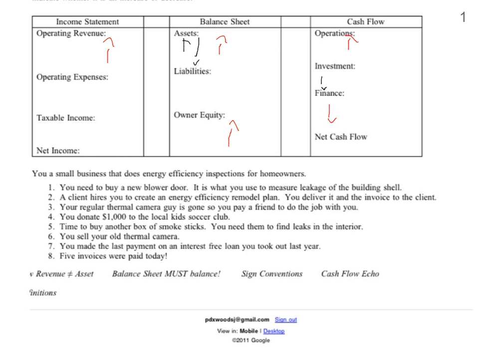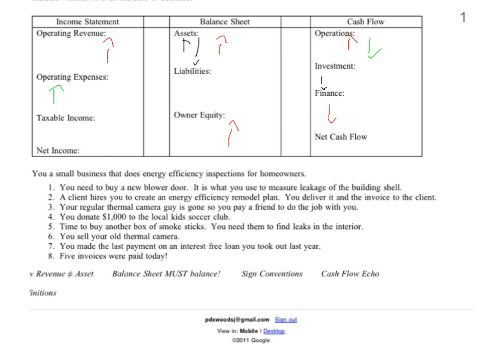Item number three, your regular thermal camera guy is gone, so you pay for the job. What we're looking at there is just an increase in operating expenses. That goes ahead and changes net income, and that gives you a reduction in cash from operations. That's what we're aiming for there.